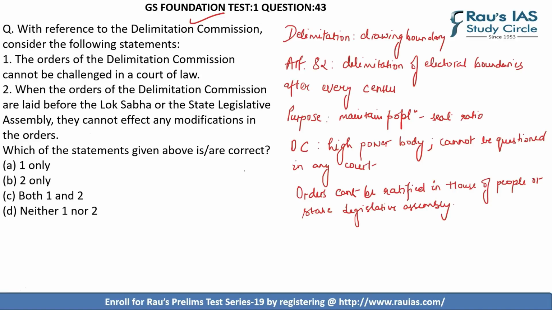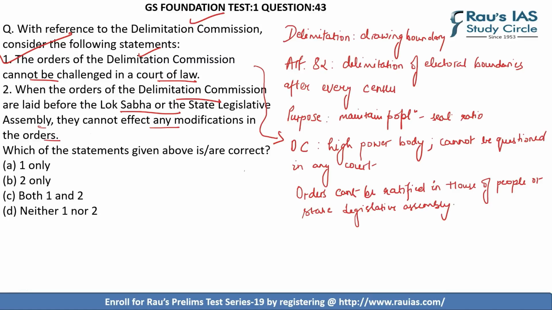It says that the orders of the Delimitation Commission cannot be challenged in any court of law. Now, this statement is correct as we just discussed it. The second statement says that when the orders of the Delimitation Commission are laid before the Lok Sabha or the State Legislative Assembly, they cannot effect any modifications in the orders.